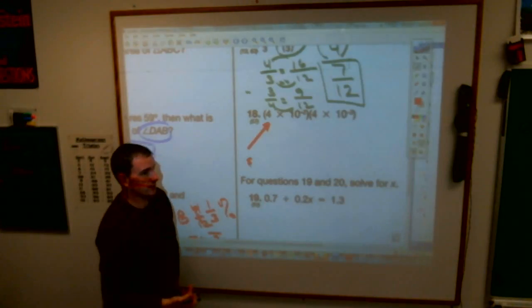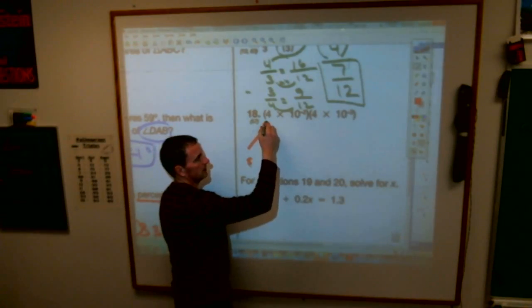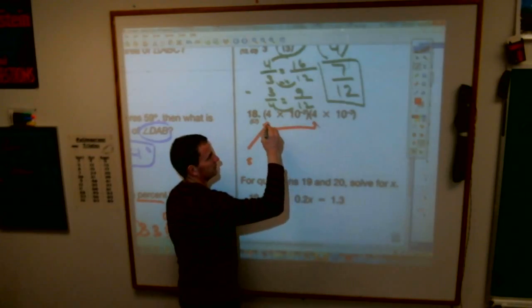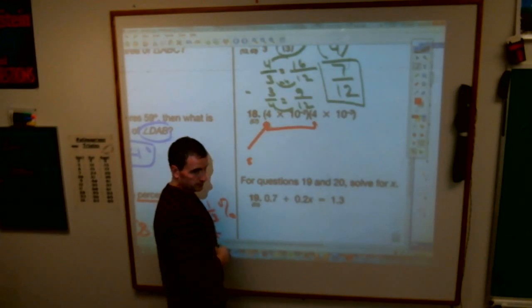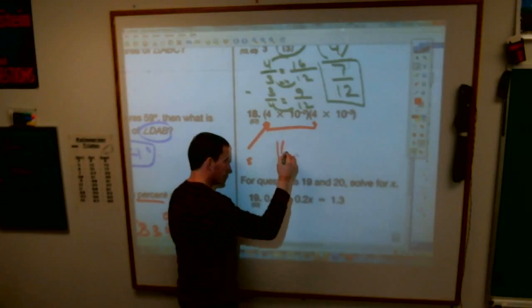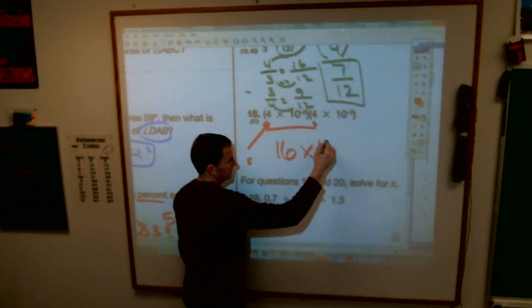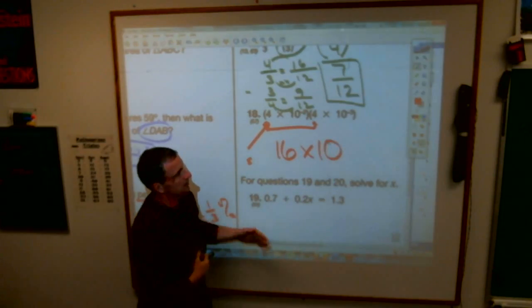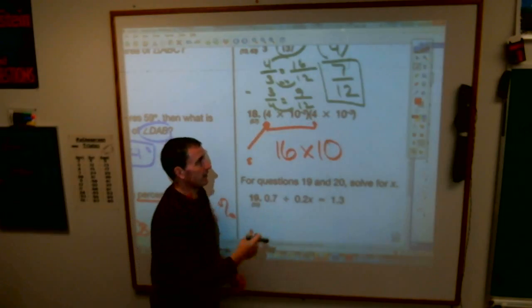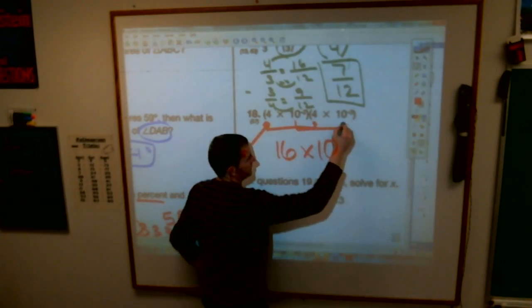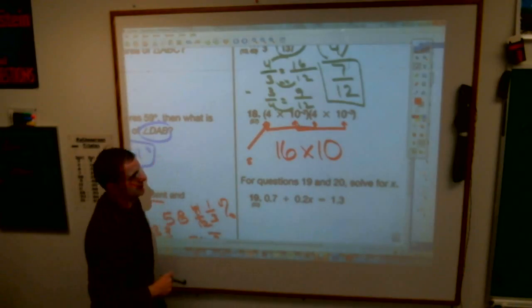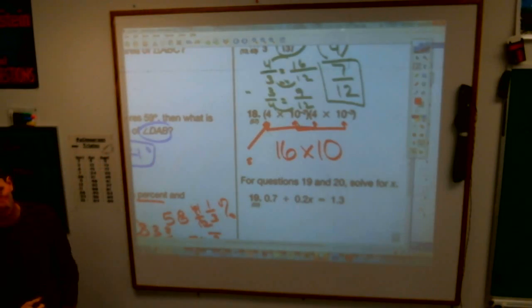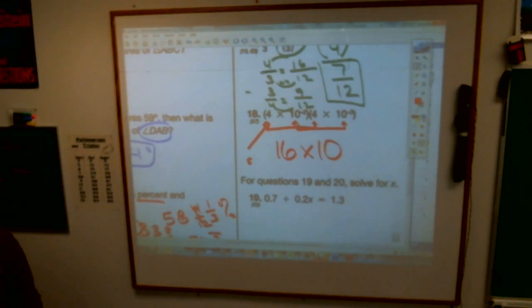How do you do multiplication in scientific notation? Step number 1, multiply the lefts together. What is 4 times 4? 16. Write down the times 10 because it's still in scientific notation. When I multiply the rights together, which is my next step, what is 10 to the negative 2 power times 10 to the negative 3 power? That is always the toughest part of this. What is 10 to the negative 2 times 10 to the negative 3?